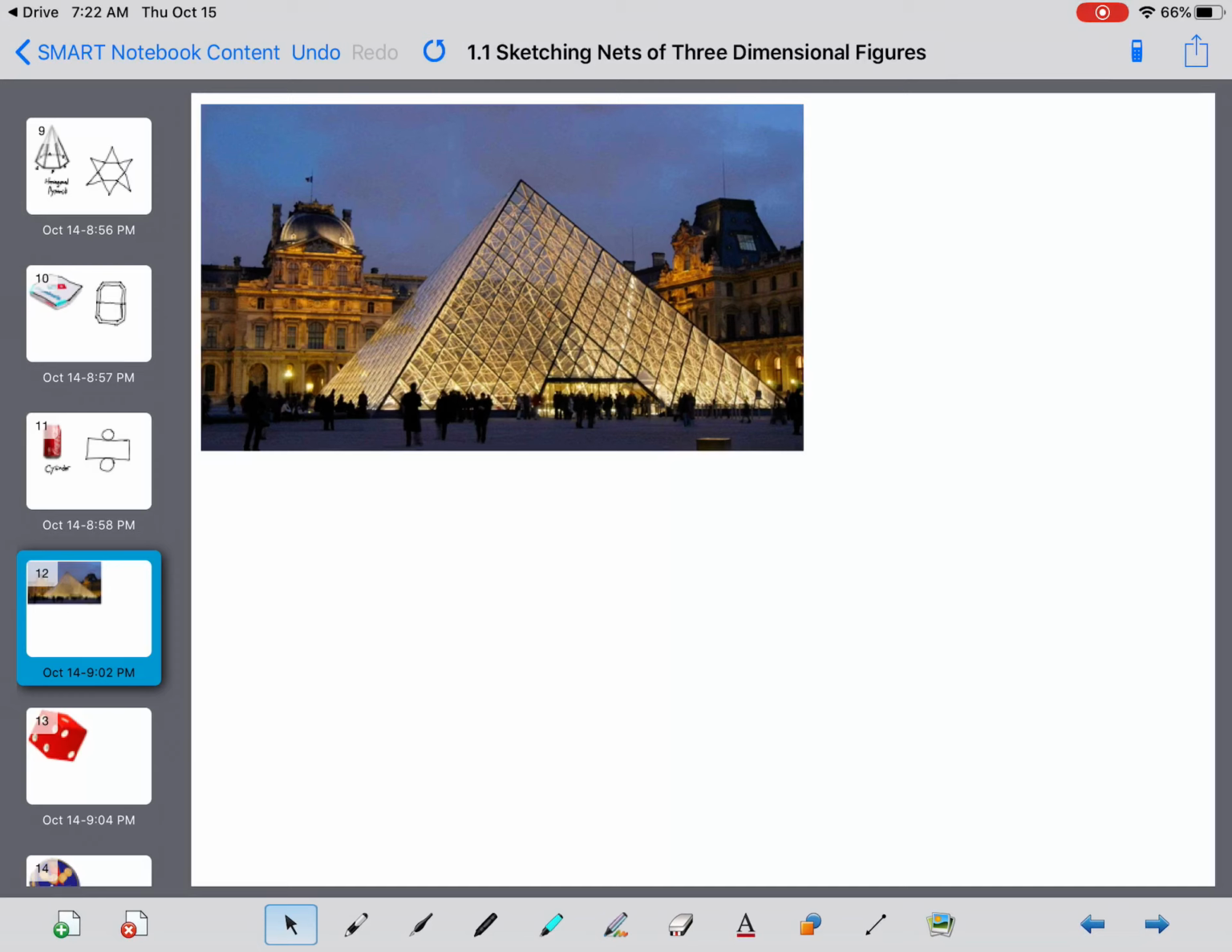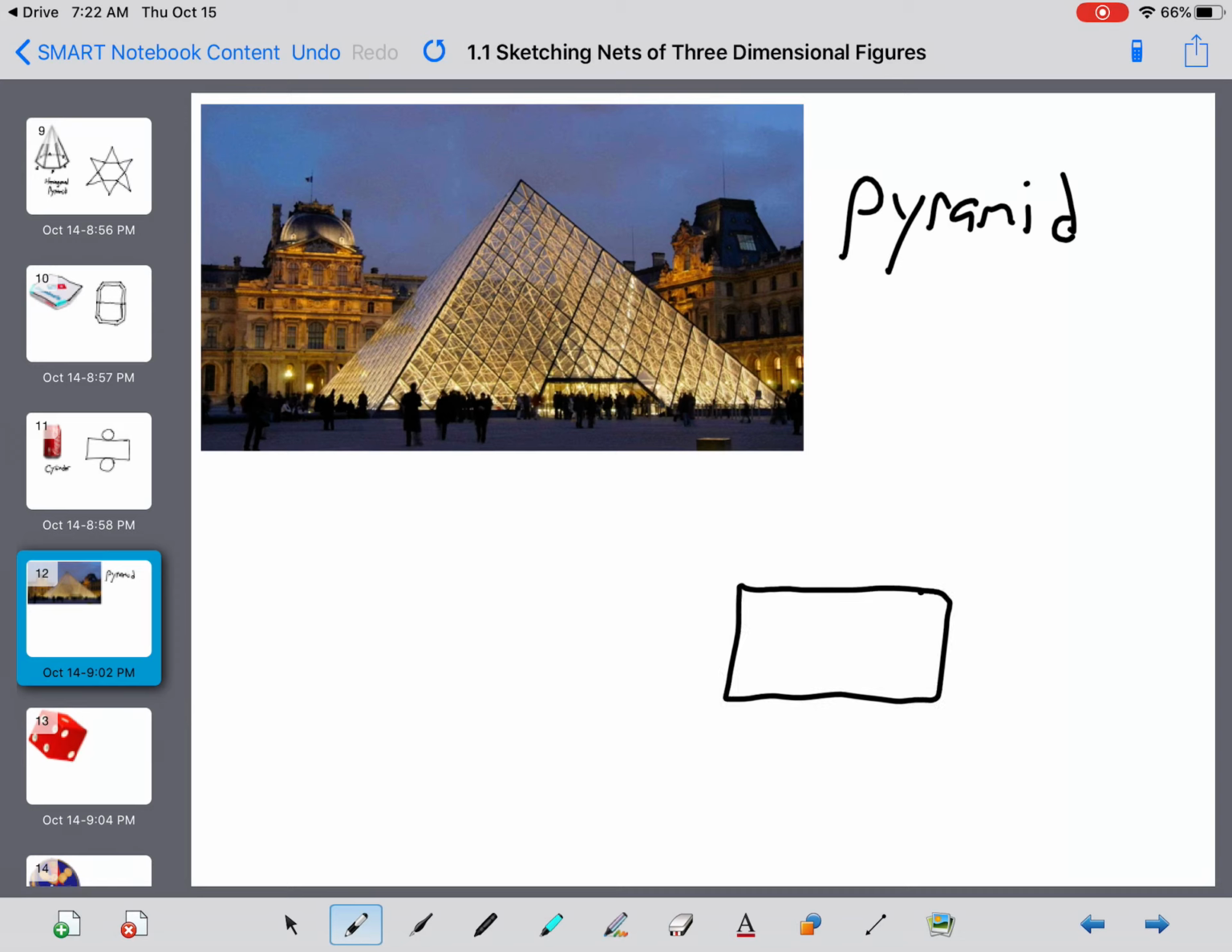Okay, this is a well-known structure in Paris, France. It's called the Louvre Pyramid. It's totally glass, right? You could see through the whole thing. You could walk around the entire thing. It's a pretty big attraction in Paris. So you know, looking at this, that all of the sides are triangles and we have the base of a square, so this is a pyramid. Base is a rectangle, or a square, I should say. And all of your sides are triangles.